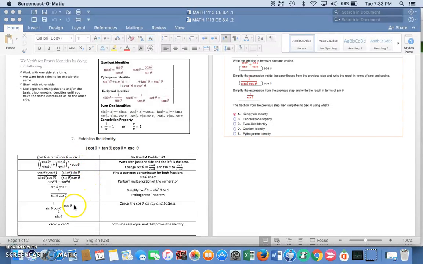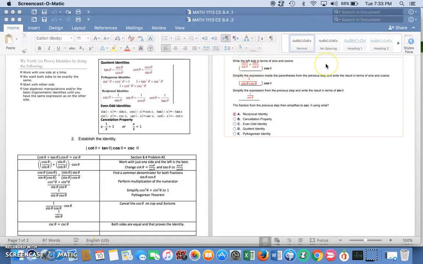Now, bring this cosine back in with it. All right, that cosine really would go on top, and then it would cancel down to 1 over sine. Well, 1 over sine is the same thing as cosecant. So now the left side is the same thing as the right.